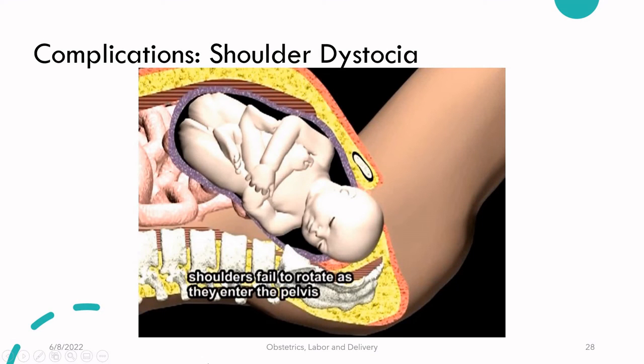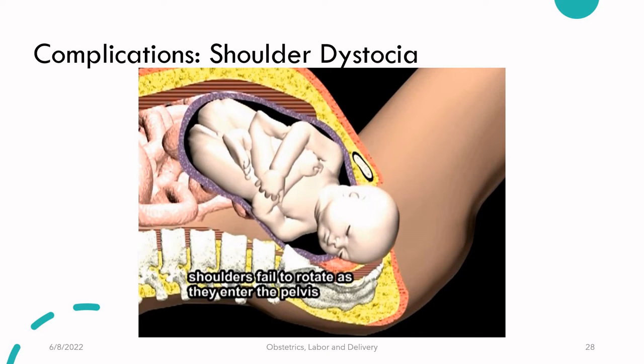Fetal shoulder dystocia occurs when one or both shoulders become trapped in the birth canal, delaying delivery of the baby.